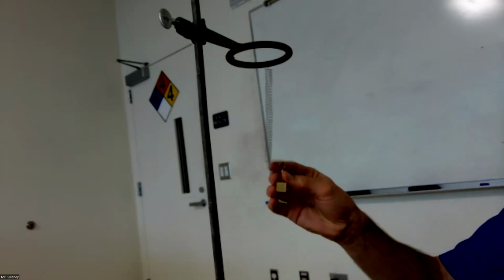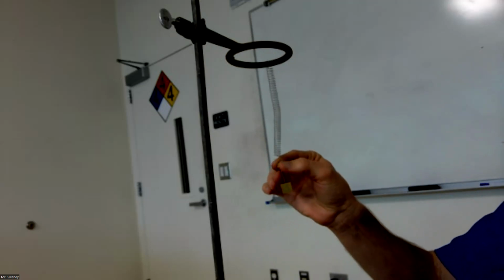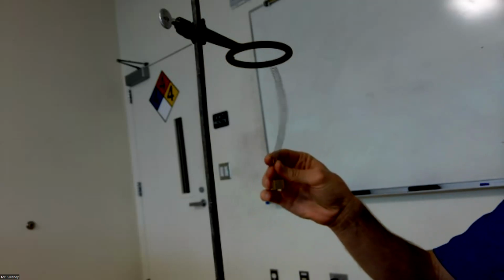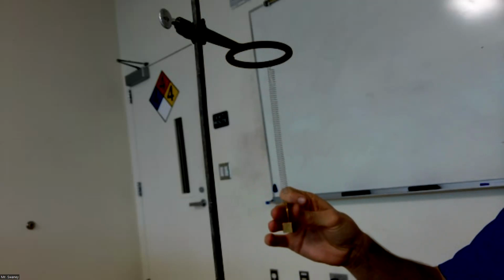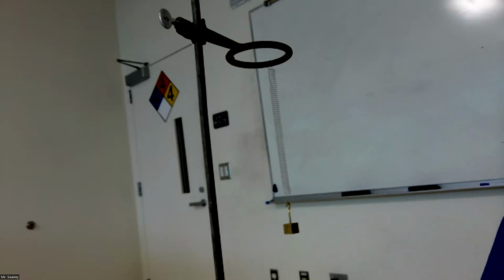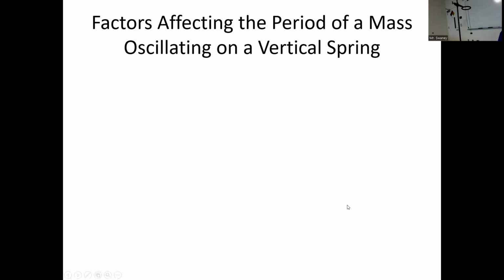It can just come up and fly off the spring, because when the spring gets back to this point, the mass is still moving upward and the spring is supposed to squish, but it doesn't really squish. So we're going to need to make sure that our mass never gets this high, which means we'll have to worry about not making this amplitude too big. Okay, so our spring won't squish, so we need to make sure the spring never squishes. It won't squish nicely, so don't let it get past or back to its relaxed length.